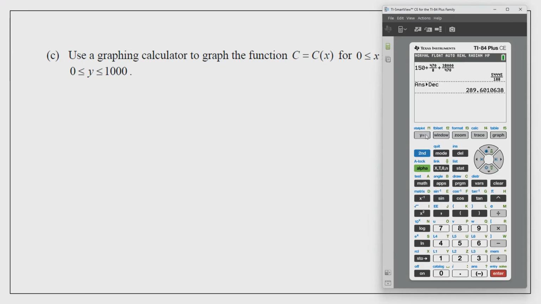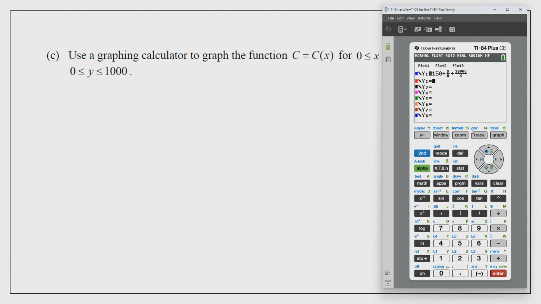Okay. And so now we're going to go to y equals, and we're going to enter in our equation, which is 150 plus x divided by 8 plus 8,000 divided by x. And I'm going to press enter to enter that in.